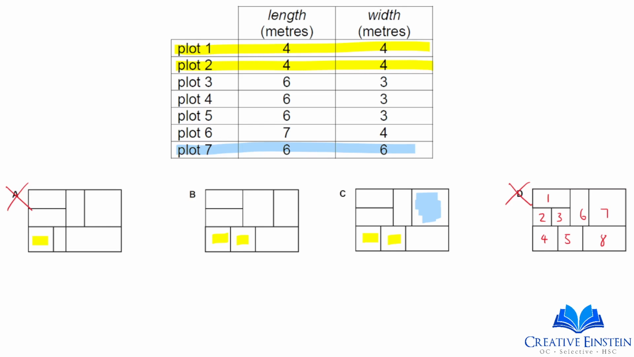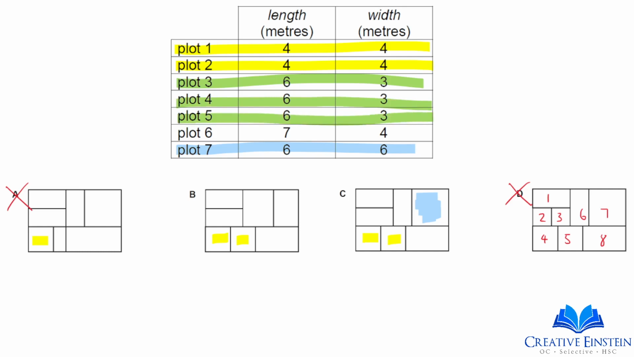So my next clue is I've got 6 by 3, 6 by 3, and 6 by 3. So I need to have 3 rectangles that are exactly the same size, and they need to be the same length as the large square. So there's one of them, and these two look like they're the same size as well.